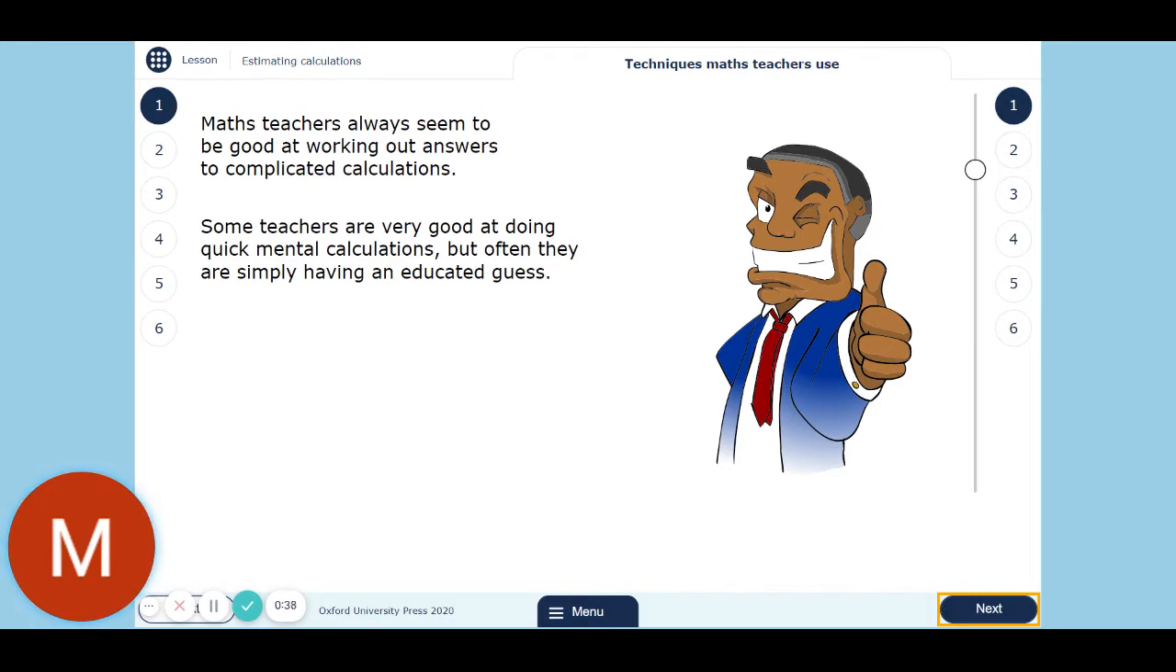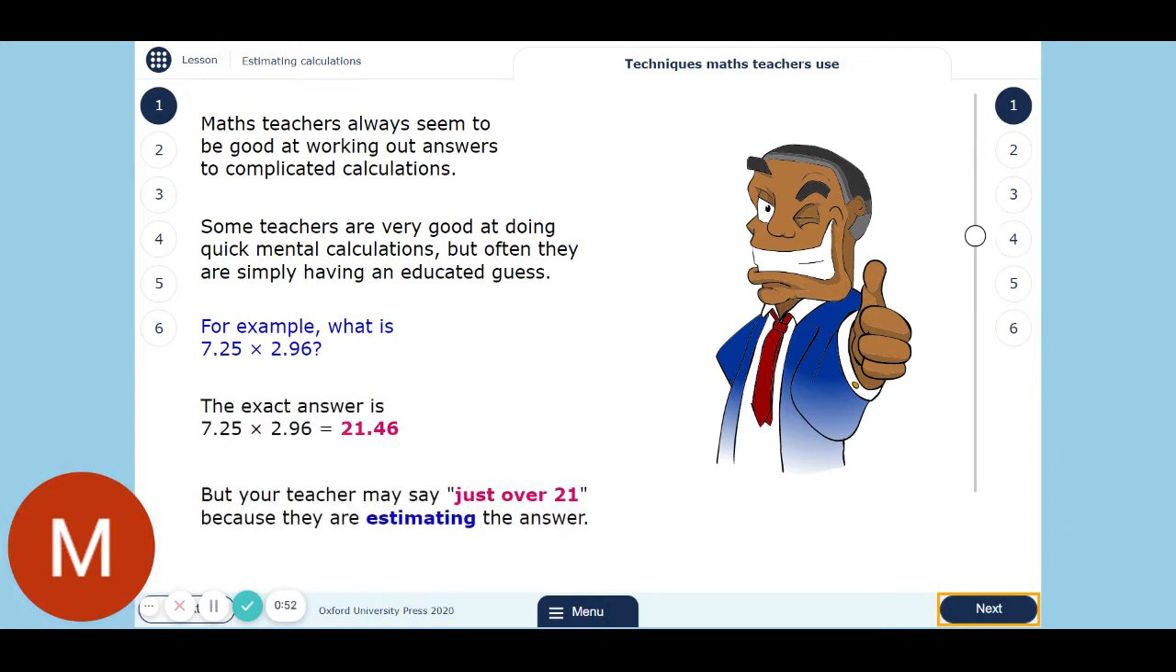Math teachers always seem to be good at working out answers to complicated calculations. Some are very quick at doing that, but others just have a way of estimating, a way of getting a good educated guess. So if somebody asks, what's 7.25 times 2.96? A math teacher might answer, just over 21. And they say it in a way that sounds like you don't need to know the rest of it. If it's just over 21, that's enough. But in reality, that's as far as the teacher knows it, because they're estimating. You're not going to work it out exactly, not in your head, not in a couple of seconds.